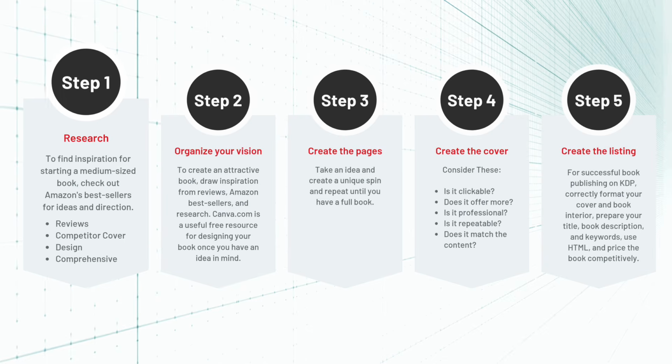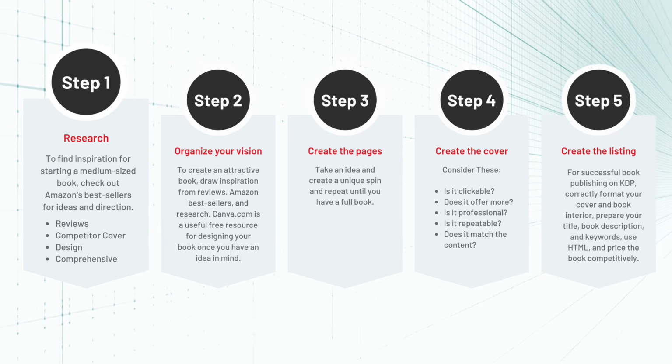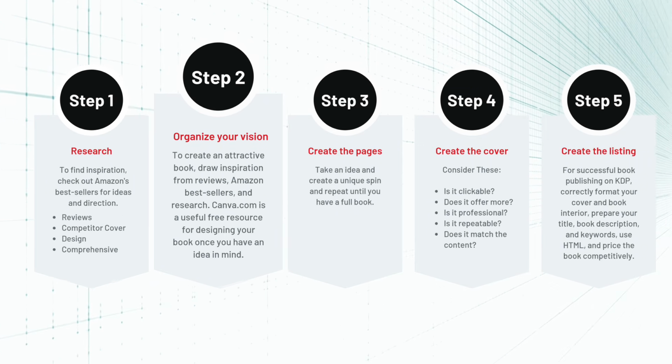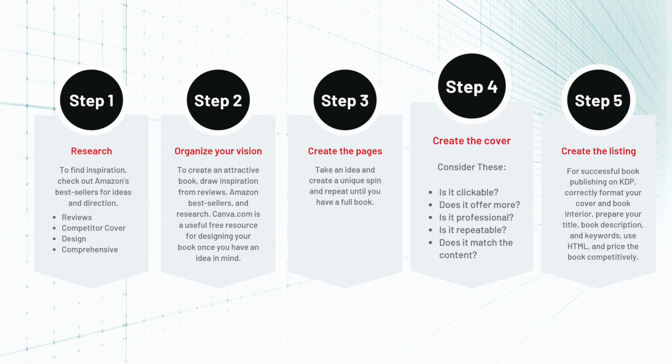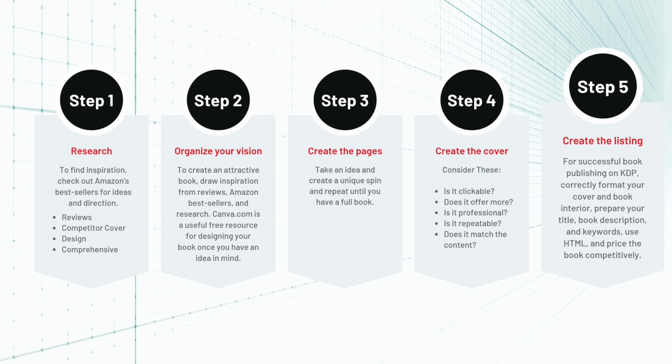So let's go. There are literally 5 easy steps to creating a coloring book with AI. 1, find an in-demand niche. 2, organize your vision. 3, create the pages. 4, create the cover. 5, create the listing. And that's it. And I'm doing all 5 in 20 minutes.